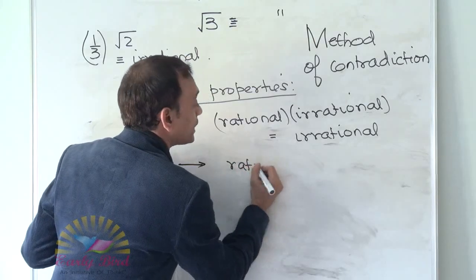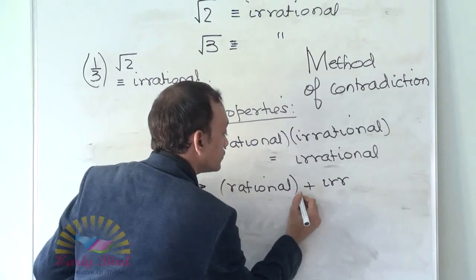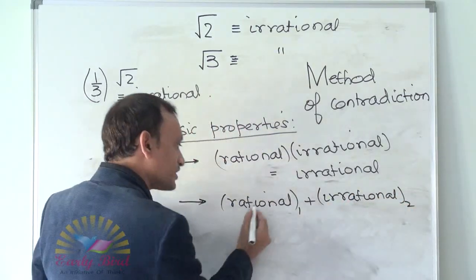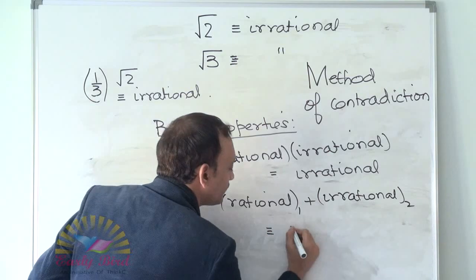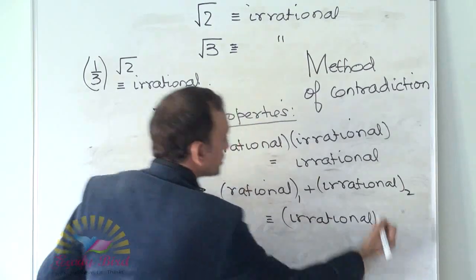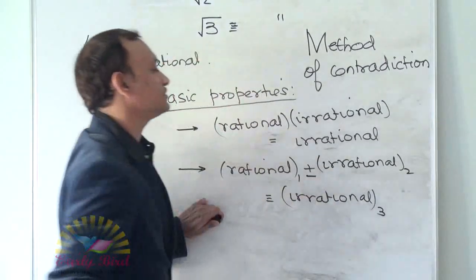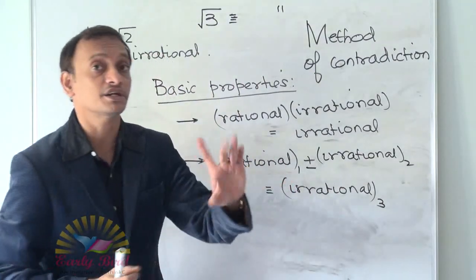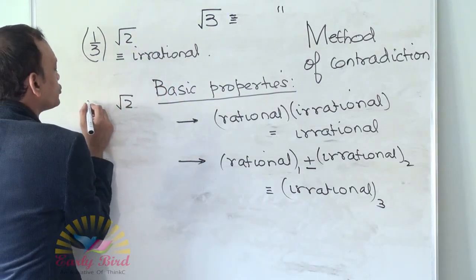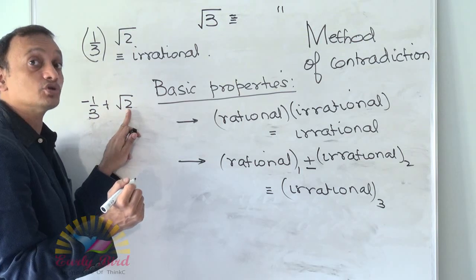A rational plus irrational. Let me call it rational 1. Let me call it irrational. This is the second number. A rational number plus an irrational number will always be an irrational number. Got it? Number 3. Whenever you add a rational to an irrational or you subtract a rational from an irrational, you always get an irrational number. For example, if root 2 is irrational and if you add to root 2 minus 1 by 3, which is a rational number, this is a rational plus irrational. This will always be irrational.